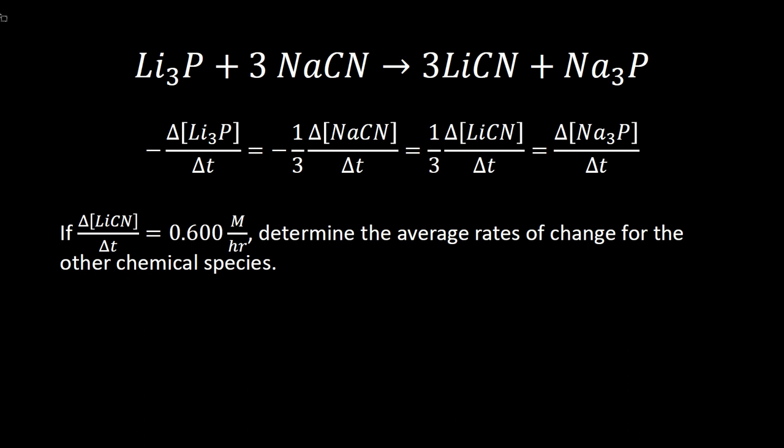Remember that even though lithium phosphide had a stoichiometry of 1 and 1/1 doesn't need to be written, we still need to multiply this rate of change by a -1, just because it is a reactant's rate of change. Now, if the rate of change of lithium cyanide is 0.6 molars per hour, we can use that to solve for the remaining three rates of change for the other chemical species.